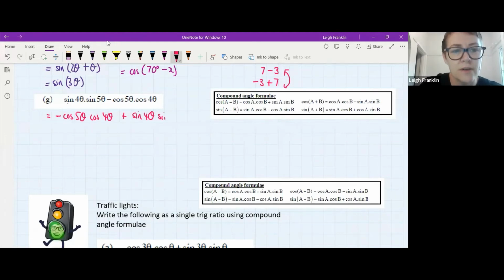Now what I should really do here is swap these two as well, not that it's really going to make any difference, but let me just do that. I'm going to make that one 5 theta. Come on, pen. There we go, hopefully it's working now. 5 theta, and there we've got 4 theta.